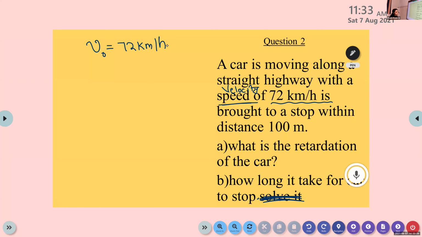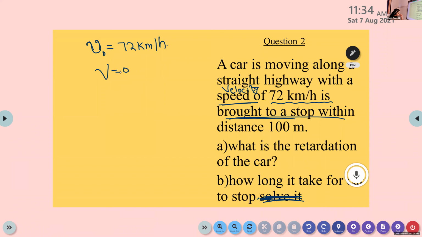What is the final velocity? Can you identify? Zero. The final velocity becomes zero. That is, v is equal to zero. So the initial velocity v zero is equal to 72 kilometer per hour, and here the car is stopped. It is brought to a stop, which implies its final velocity v becomes equal to zero.